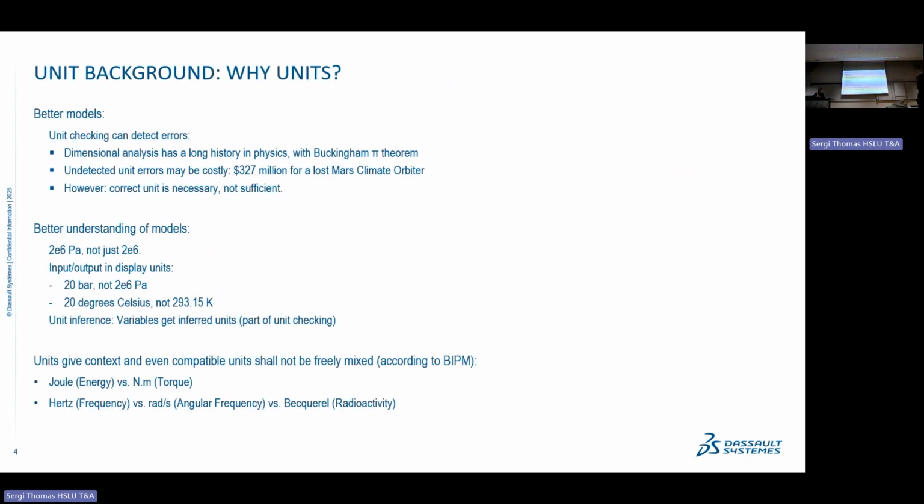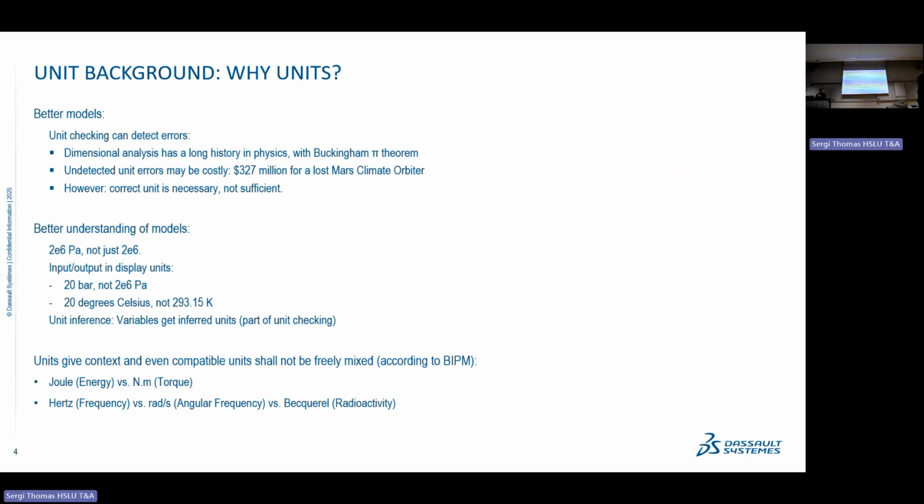So the basic question here is, why do we have units? The first is that it gives better models, because you can detect if you add a length to a mass. That doesn't make sense. And that's the dimensional analysis, and that's a long history of physics. And then you can still have errors where you mix different units that are sort of compatible. So you can use imperial units instead of SI units, and lose a Mars climate orbiter for $327 million. So it can be costly to mix up units.